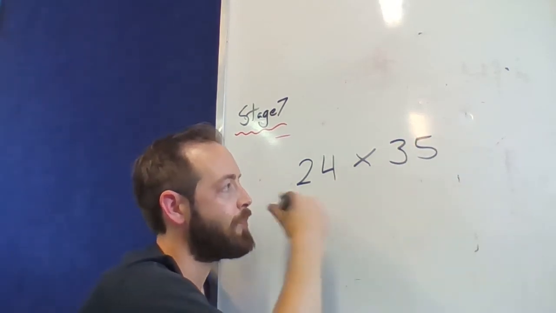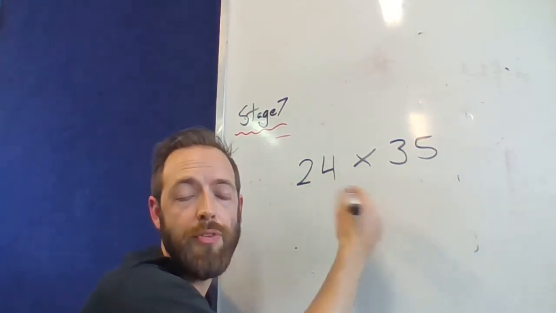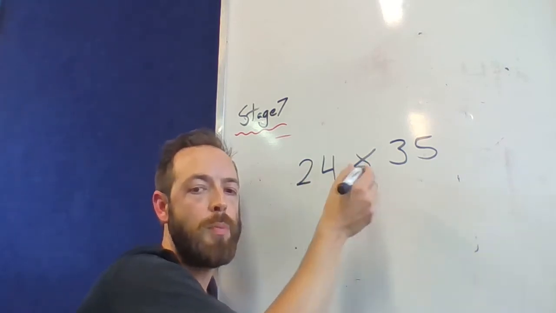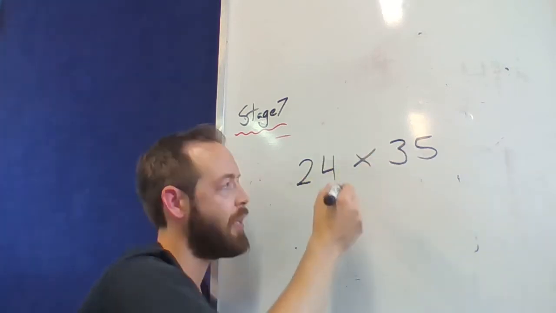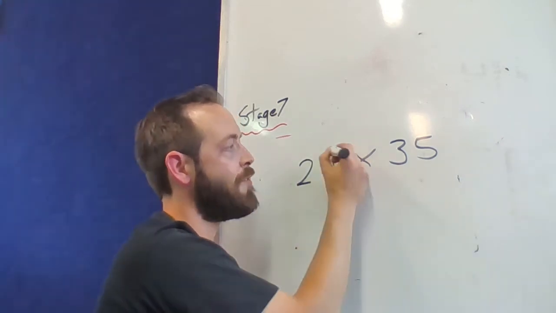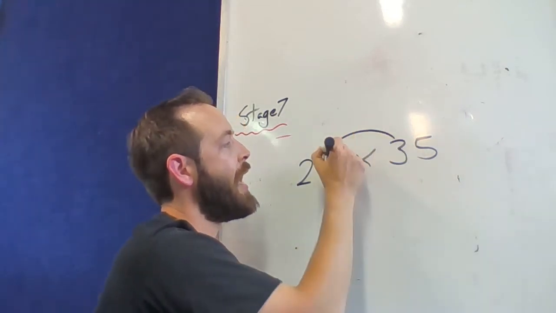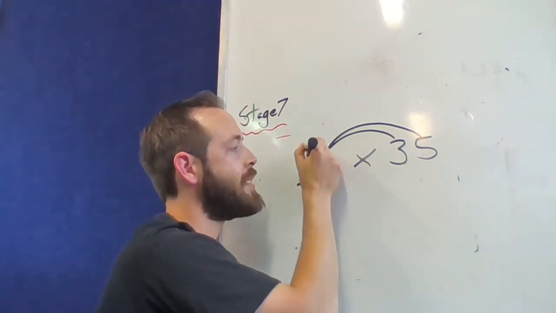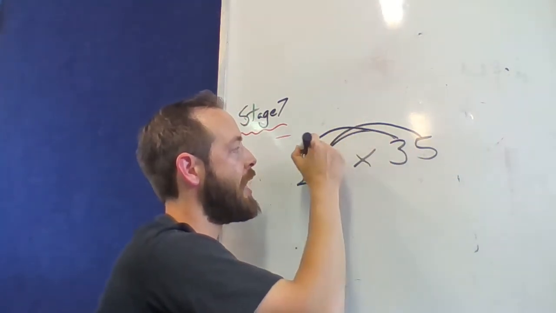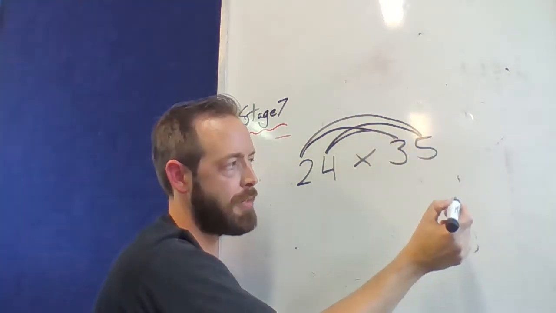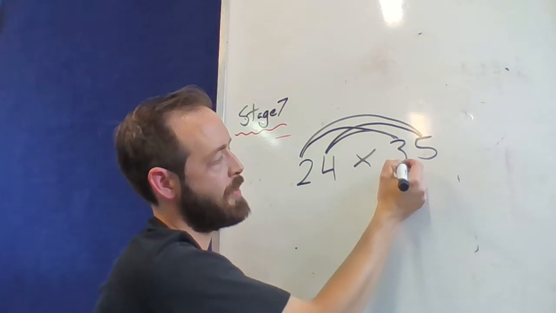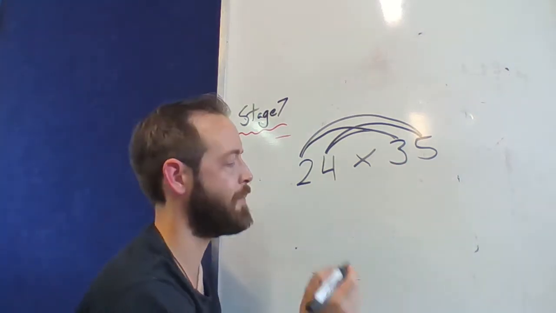So we're going to separate both numbers by their place value, and then make sure that we multiply each number by the other. So in this case, we're going to have 4 times 30 and 4 times 5. We're also going to have 20 times 30 and 20 times 5. Sometimes people will go 4 times 5, 20 times 30, and there's not enough in it.